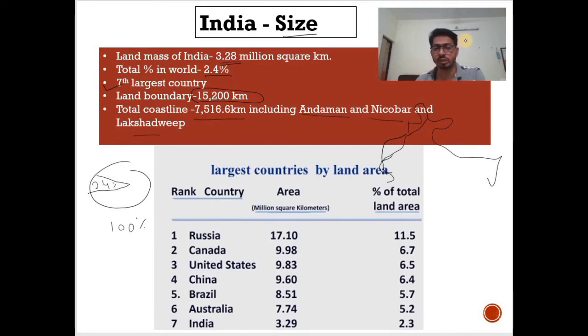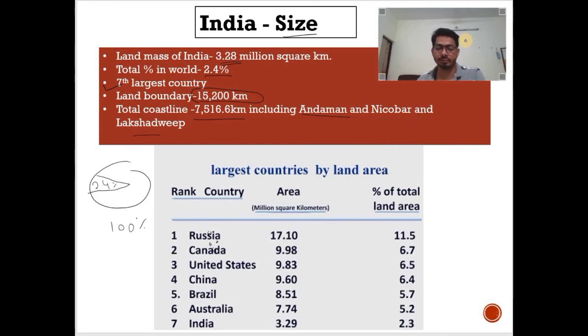Total coastline, if you will see here, is 7,516.6 kilometers, including Andaman and Nicobar and Lakshadweep. So this part is also included, plus the boundaries of these smaller islands. If you combine all, it will come to 7,516.6 kilometers.